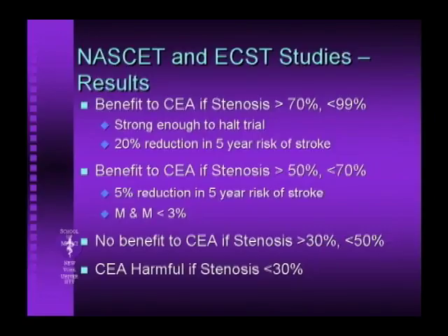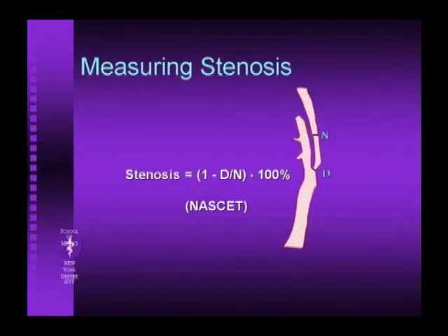There was no benefit if surgery was performed in studies in patients with greater than 30% but less than 50% stenosis, and as you can imagine, in normal patients, surgery was actually harmful. How was stenosis measured in all these cases? It was measured this way, which is the narrowest diameter over the normal distal vessel. It was not looking at the bulb itself. It was measured this way because it's the most reliable and reproducible way to measure it.